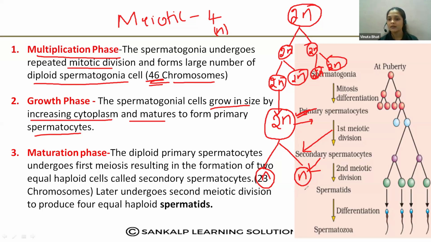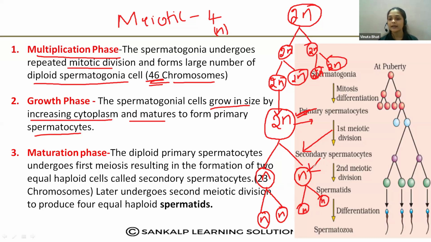Right? In meiosis there are 2 steps, meiosis 1 and meiosis 2. Here they have taken the first meiotic division and the second meiotic division. Then these secondary spermatocytes again undergo the second meiotic division and form a total of 4 daughter cells, right? So this is the actual spermatogenesis, and the cells are haploid.